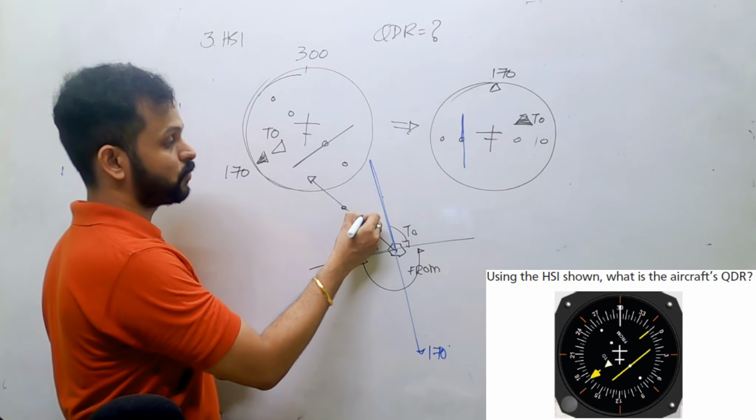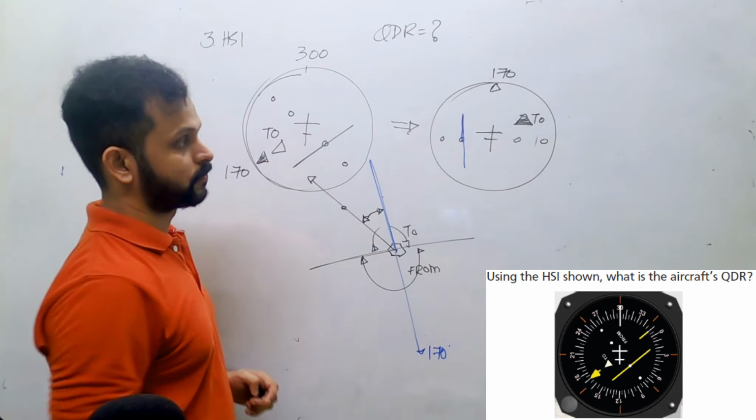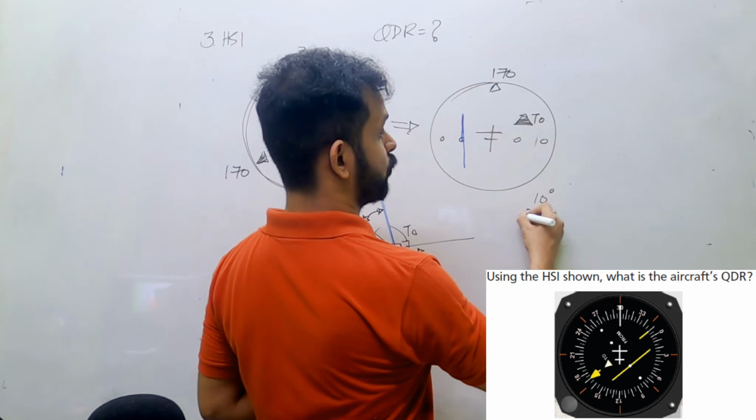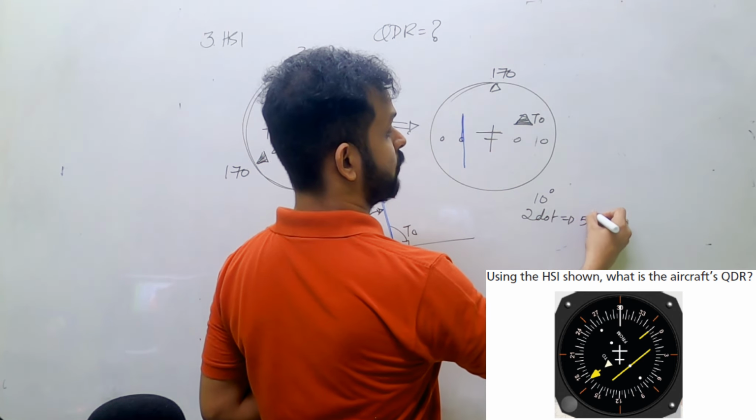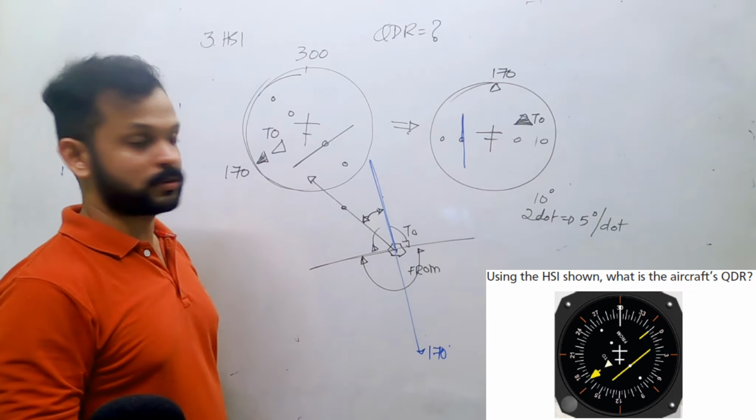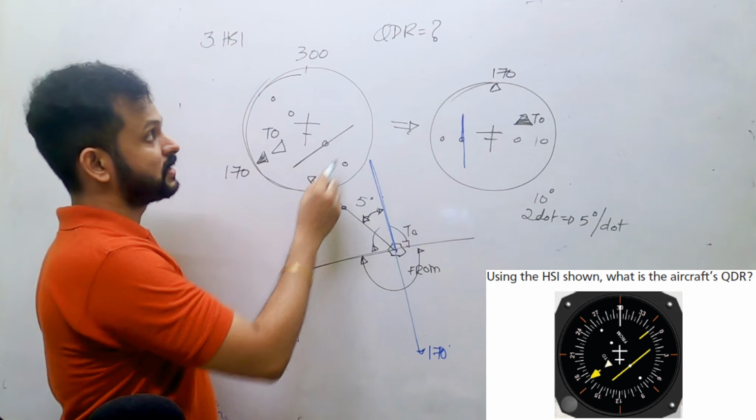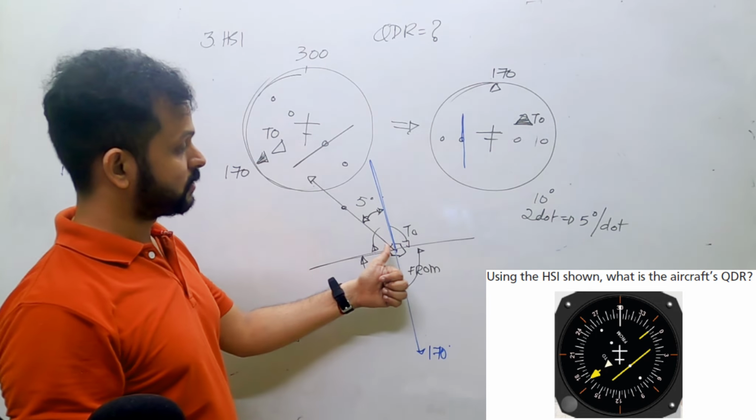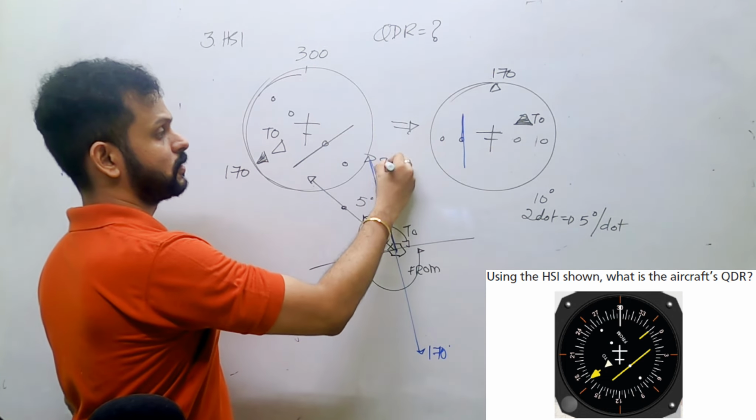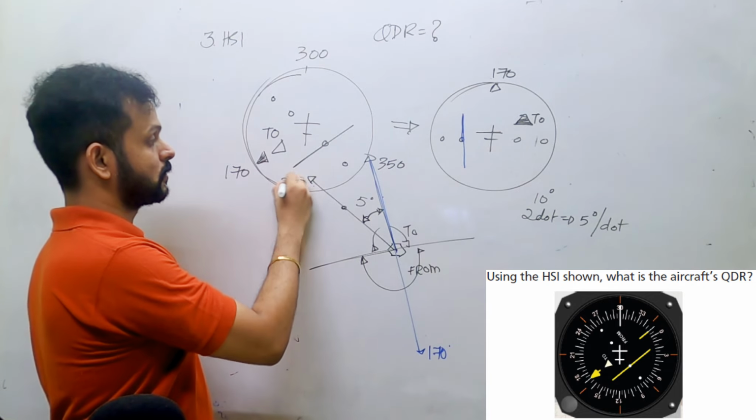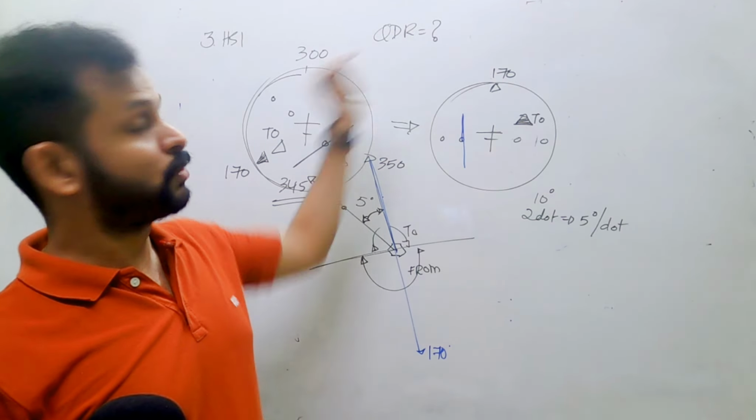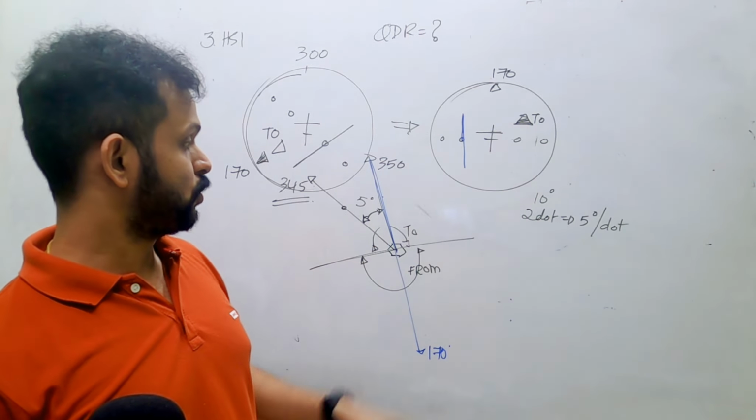So what is the radial of the aircraft? What is the angle? Remember the 2 dot system. Maximum full scale deflection is 10 degrees. Therefore, on a 2 dot system, it is 5 degrees per dot. So 1 dot means 5 degrees, which is 5 degrees here. Therefore, what is the QDR of the aircraft? What is this radial? That is exactly opposite to 170, which is 350. 5 degrees to the left is 345. 345. It's a QDR. If they ask you for QDM, that's going to be exactly the opposite, which is going to be 165.